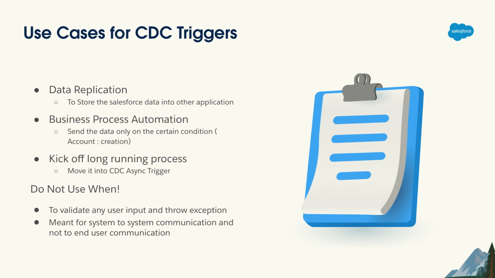Then number three, kicking off long running processes, which is kind of baked into the second part. If there is anything taking way more time and you're getting more timeout errors, rather than worrying about making it more precise and more efficient, you can split it and achieve it in a much easier and better way.